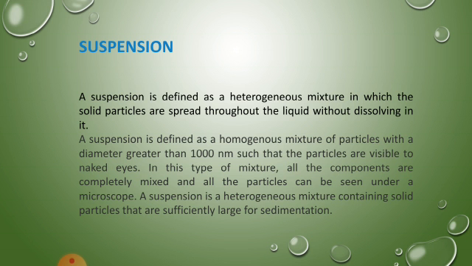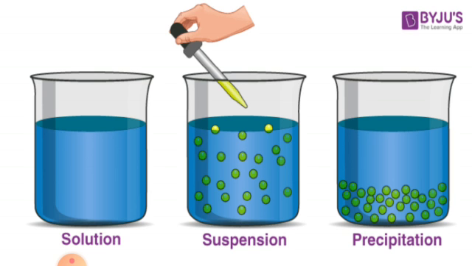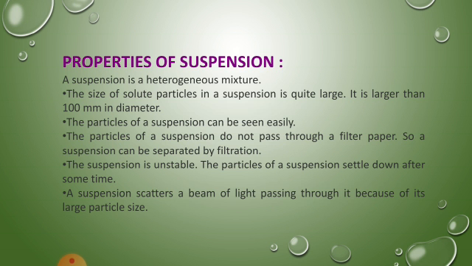In this type of mixture, all the components are completely mixed and all the particles can be seen under a microscope. A suspension is a heterogeneous mixture containing solid particles that are sufficiently large for sedimentation. Now all are able to understand? Okay. So this is the first one, solution. Next one is suspension contained in the solution. The next one is precipitation. Okay, so now move on.